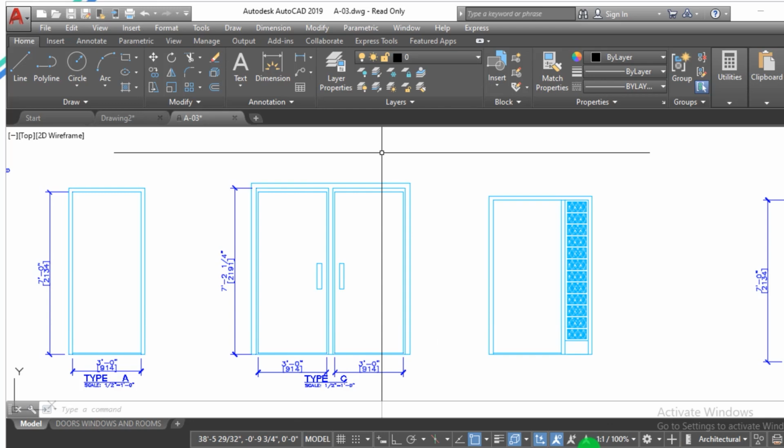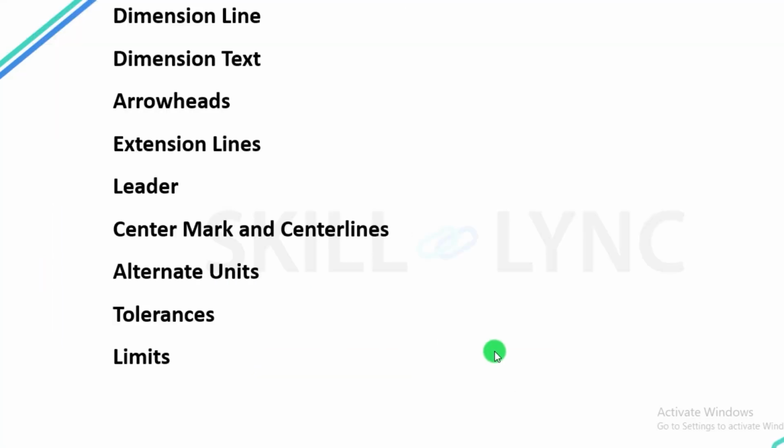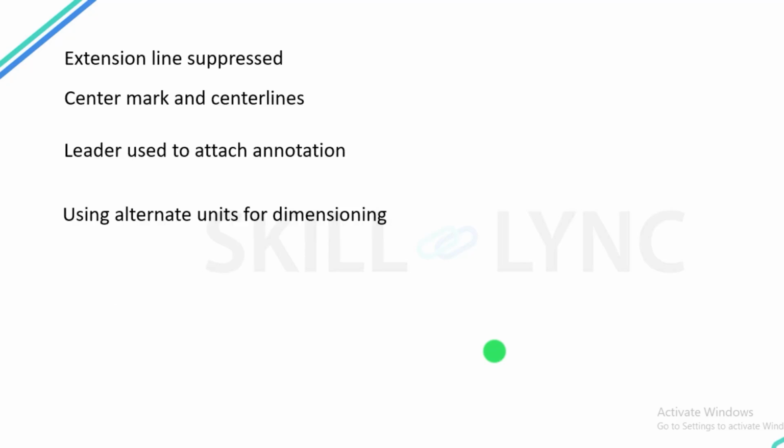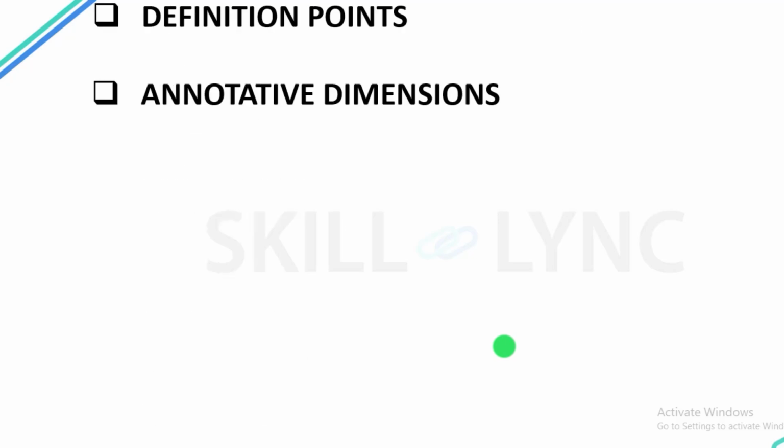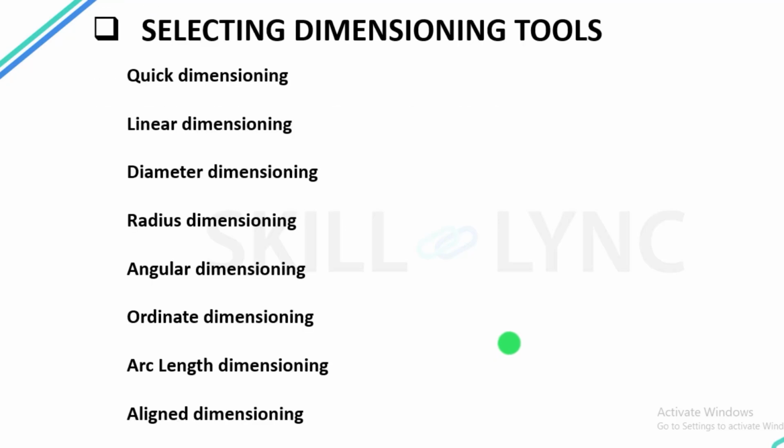So let's go to the PowerPoint again. Here you can see dimension line, dimension text, arrowheads, extension line, leaders, center marks, center lines, alternate units, tolerances and limits. These are the parts of it. So let's see the various types of dimension, like selecting the dimension tool. You can have linear dimensioning, diameter dimensioning, radius dimensioning, angular dimensioning, ordinate dimensioning, arc length dimensioning, aligned dimensioning, and chop dimensioning. We can use all these tools to dimension a particular drawing.